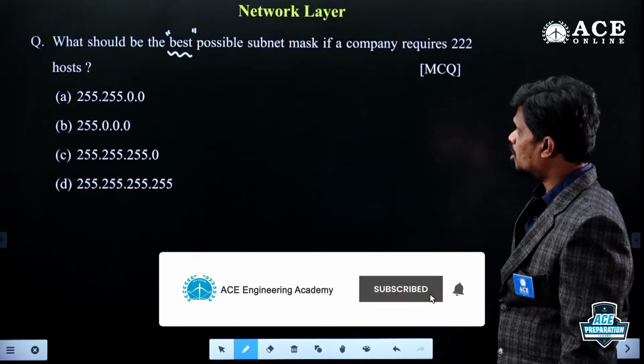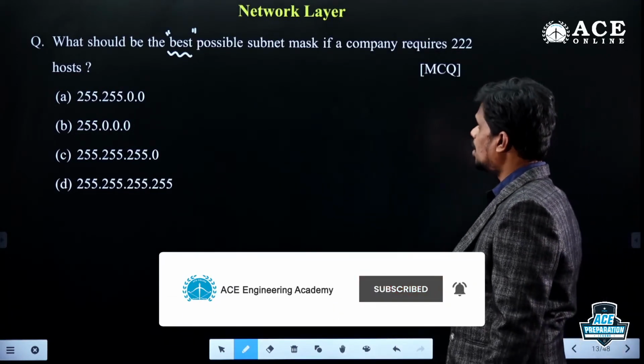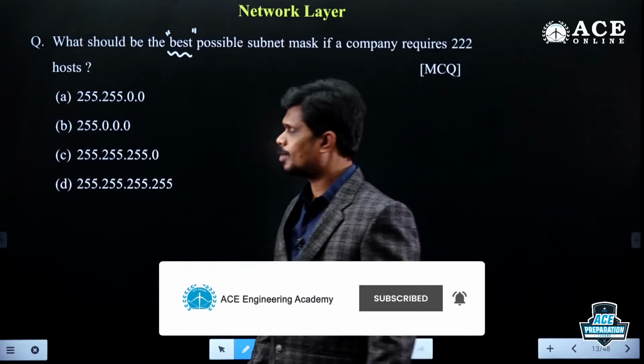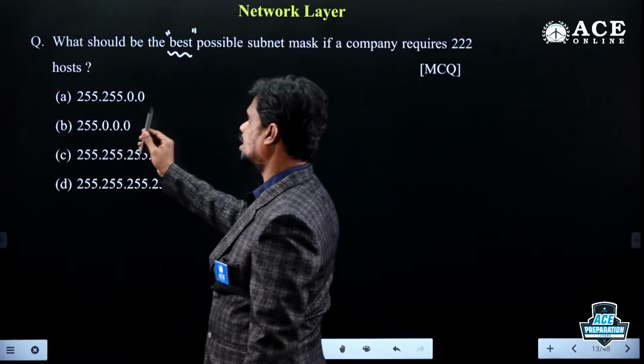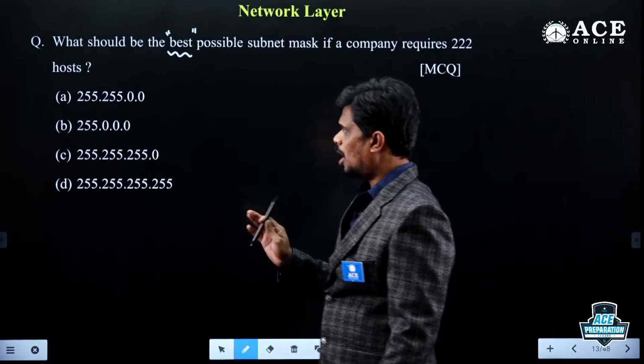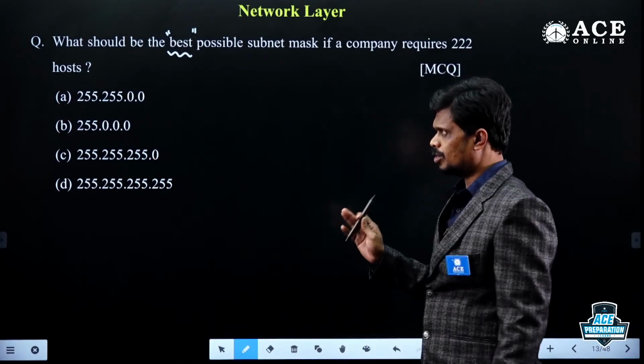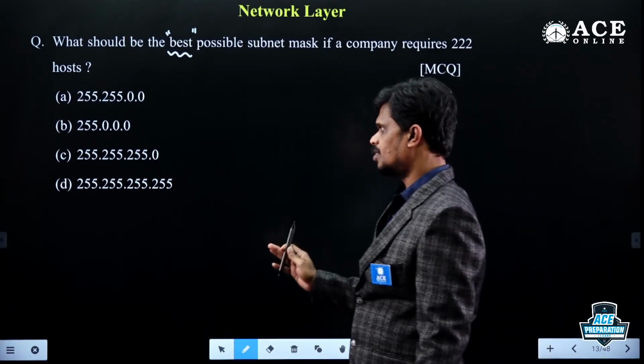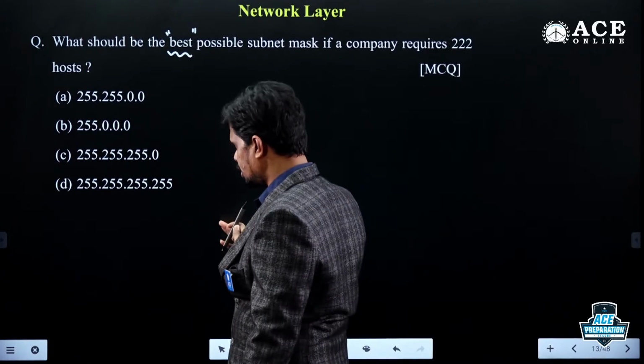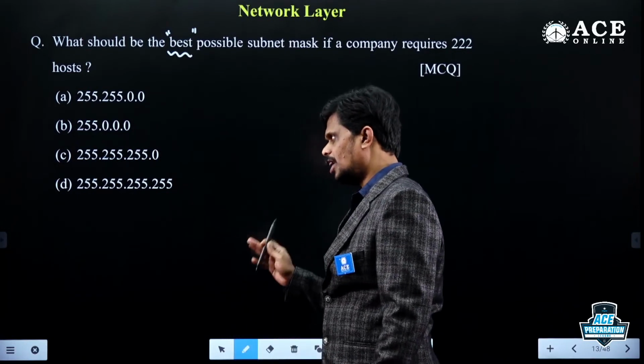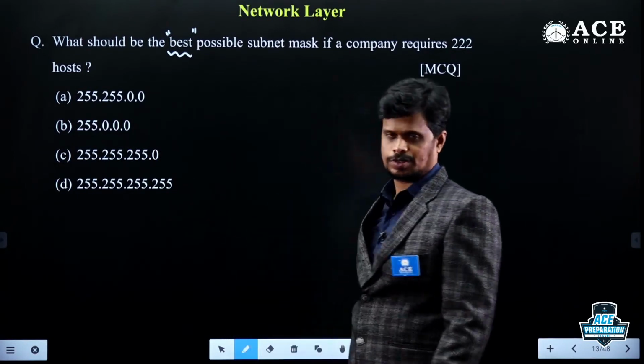What is the best possible subnet mask if a company requires 222 hosts? Option A is 255.255.0.0. Option B is 255.0.0.0. Option C is 255.255.255.0. Option D is 255.255.255.255.